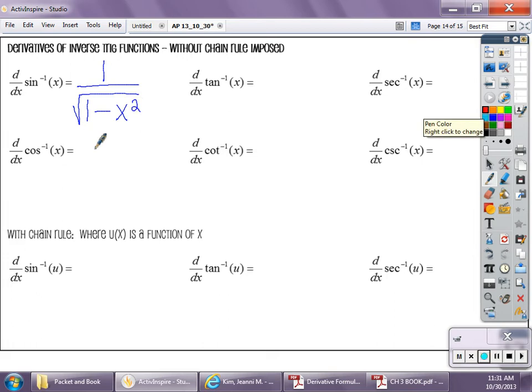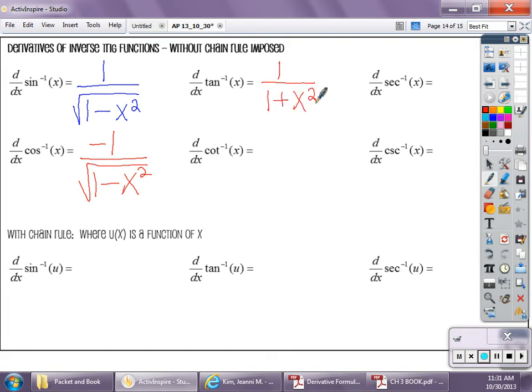Cosine. Start with a negative 1 on top over 1 minus x squared. They look exactly the same. What's the only difference? The minus. That's going to happen every single time now. So tangent, 1 over 1 plus x squared.